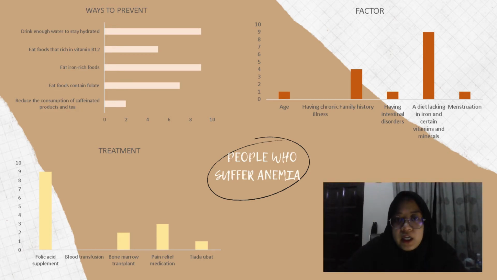From the result and chart, 81.8% of respondents agreed that they take folic acid supplements as their treatment to cure the anemia. Next, 27.3% of respondents take pain relief medication, and 18.2% choose bone marrow transplant. None of the respondents do blood transfusion as treatment.